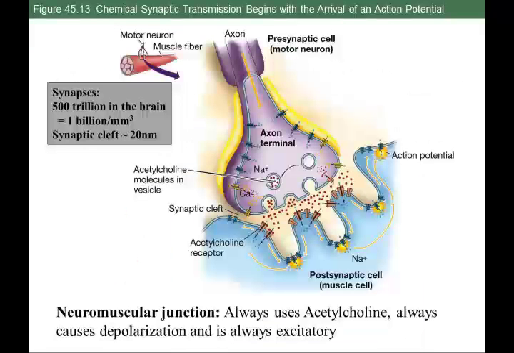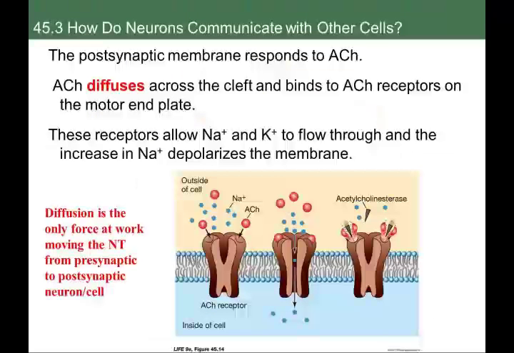Also, just to again stress the importance of synapses where neurons talk to other neurons. We have 500 trillion synapses in the brain. And again, that means 1 billion synapses per cubic millimeter. That's an incredibly large number, very hard to even appreciate what that means. So, how do the neurons communicate with other cells?